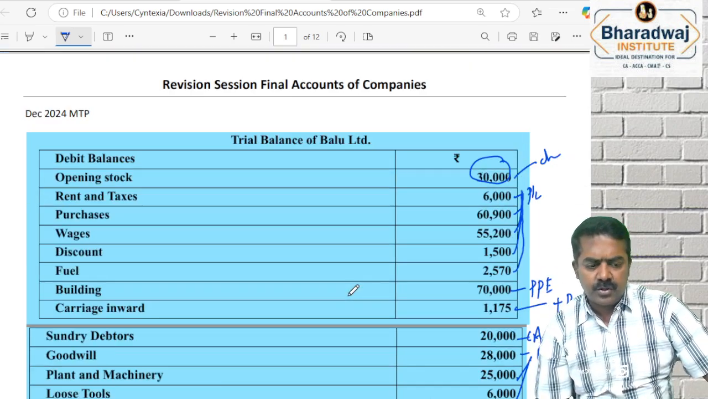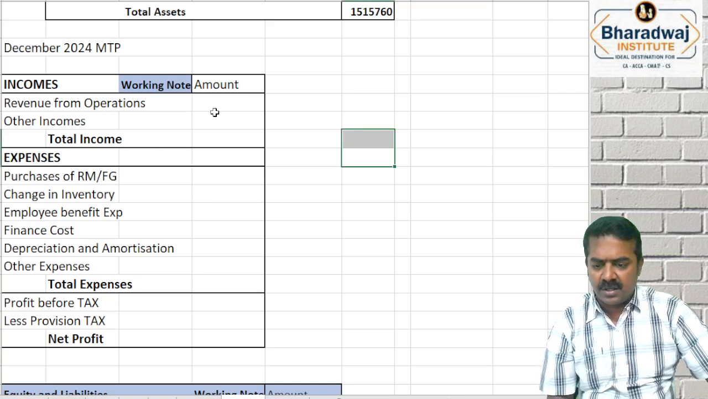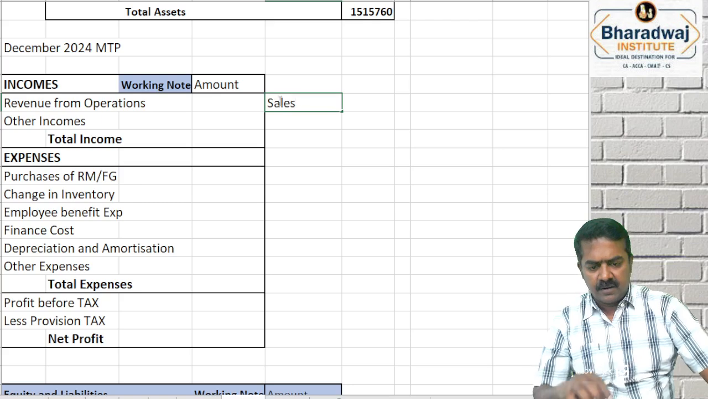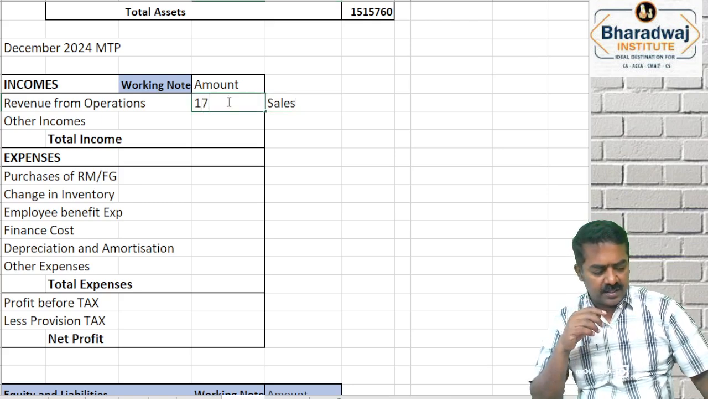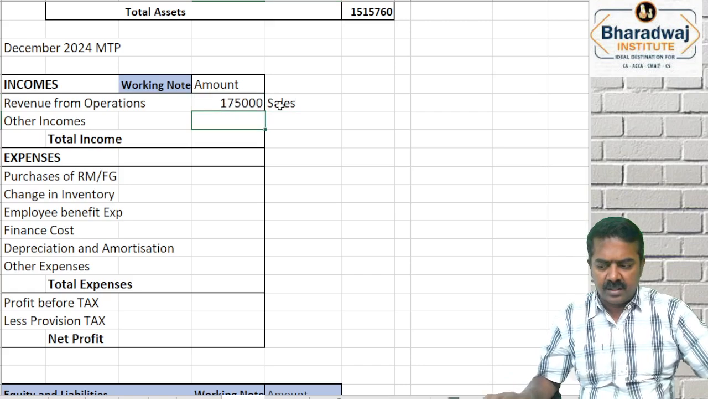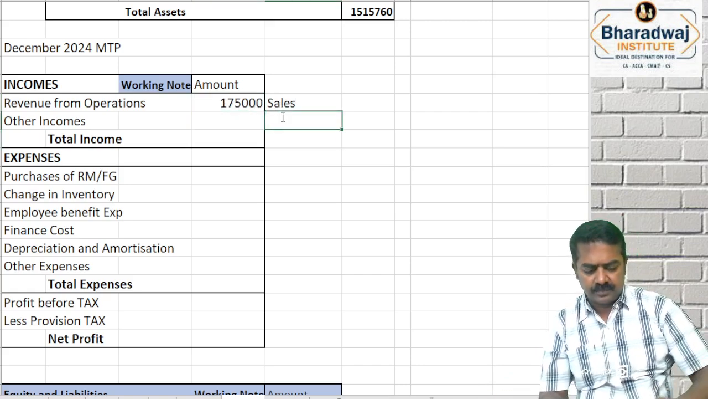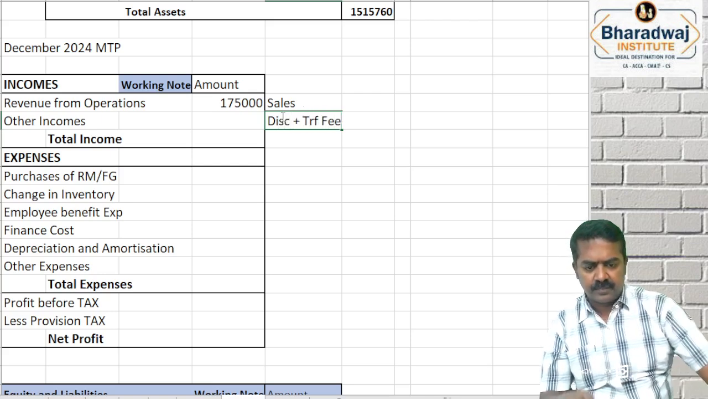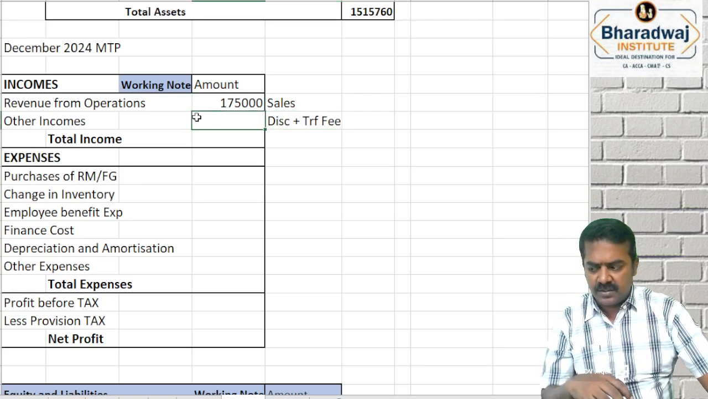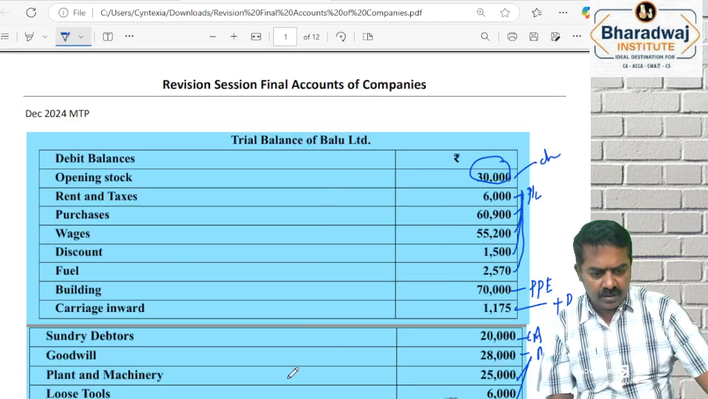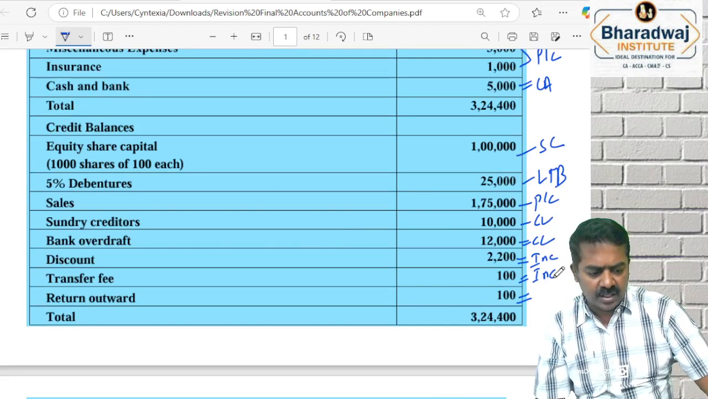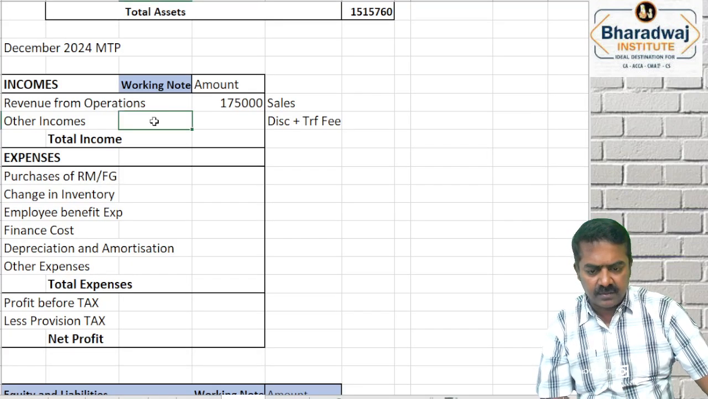Shall we? So we are going to do this together. Revision class is nothing but a kind of combined study. So start. Revenue from operations. What is revenue from operations? Sales. How much? 1,75,000. Other income. What and all will come in other income? Discount and transfer fees. You will see it on the credit side. Discount and transfer fee: 2,200 plus 100.